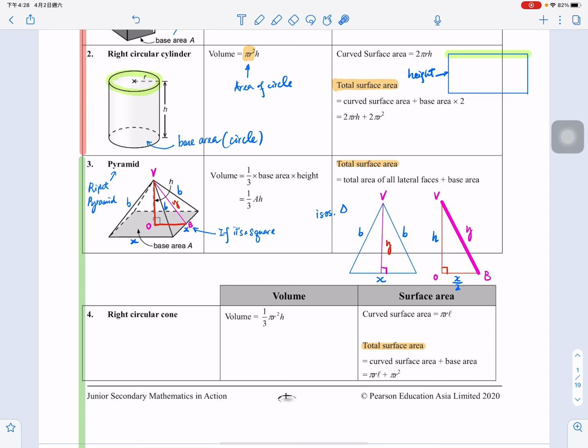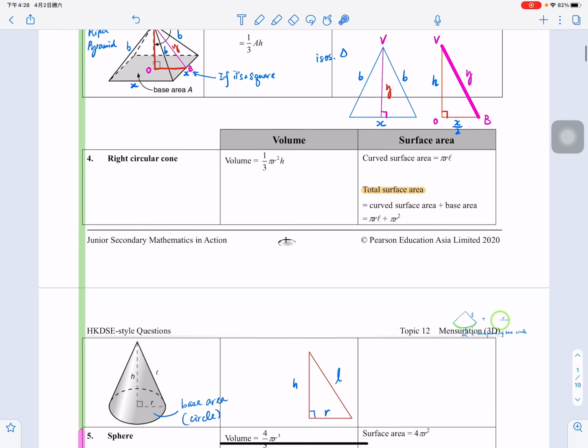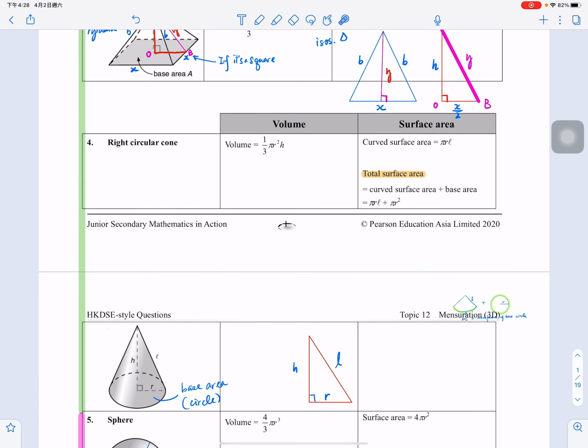So you have a base and height, 1 over 2 times x times y. Then you can find one triangle area. There are 4 here, so you know all the lateral surface area, and then plus the base. Okay? How about a right circular cone?